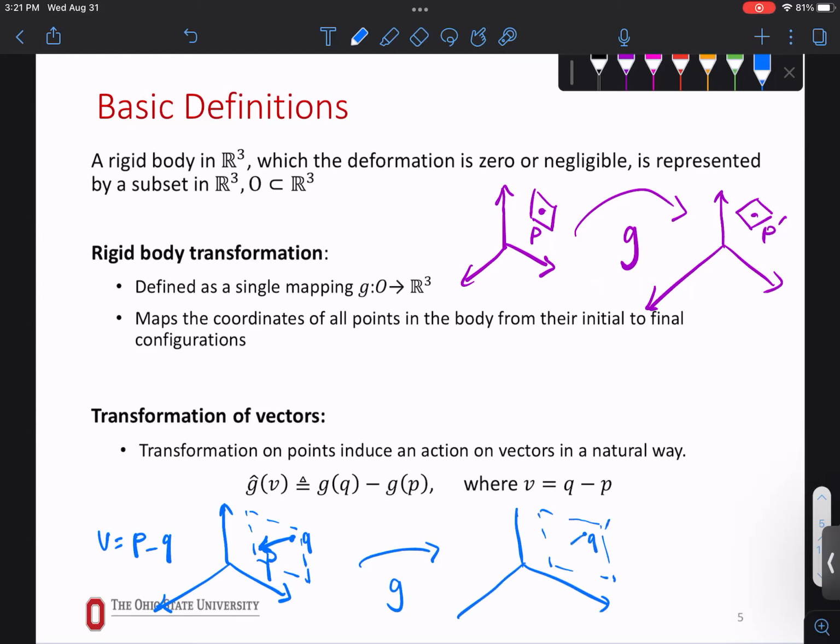So this becomes Q prime, P prime. So V prime becomes P prime minus Q prime. So you're still using G as your transformation. So the solution always becomes how does one reference frame transfer to another reference frame? Why? Once you have this mapping, everything can be transferred.